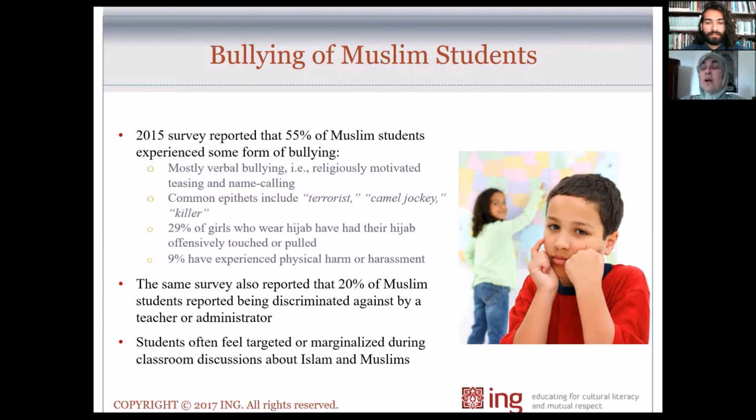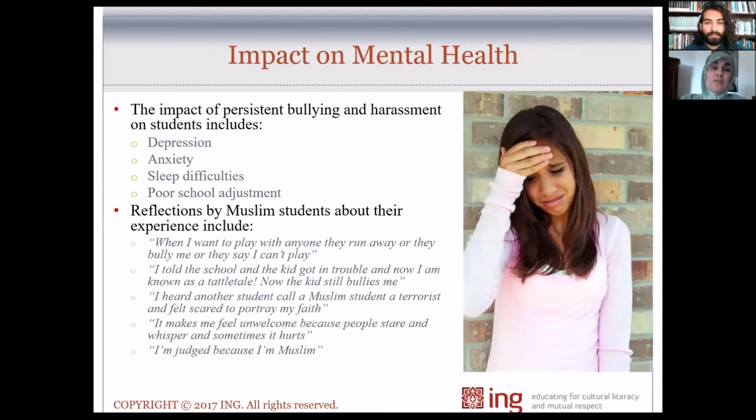And this same survey also shows that 20% of Muslim students have reported being discriminated against by a teacher or administrator, which we'll talk about in more detail a little later. So students often feel either targeted or marginalized during this time, and particularly when there are discussions about Islam and Muslims, or when there has been an event involving Muslims.